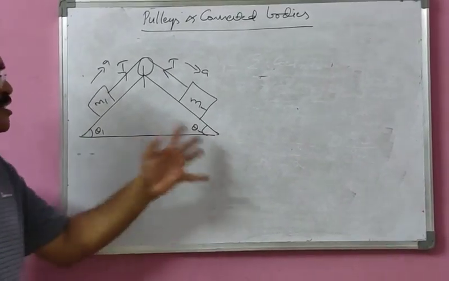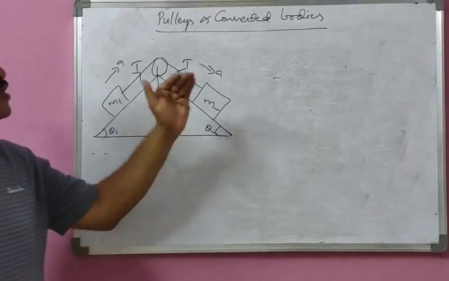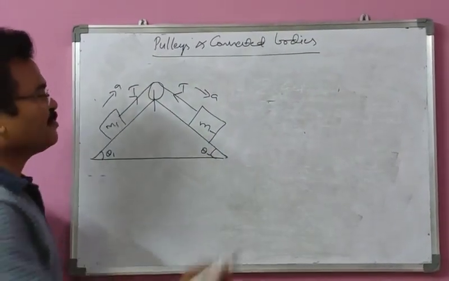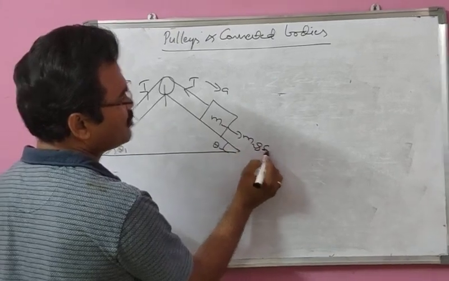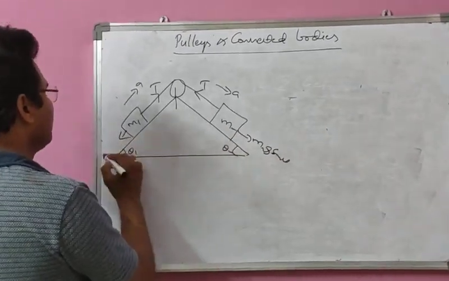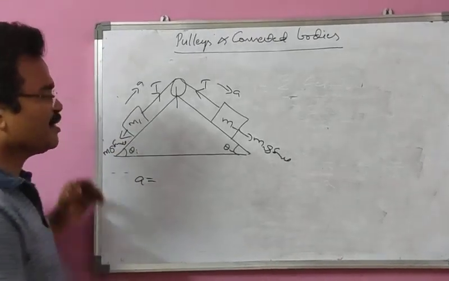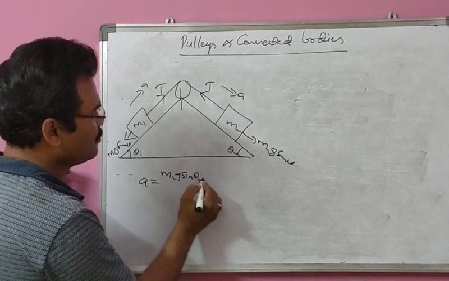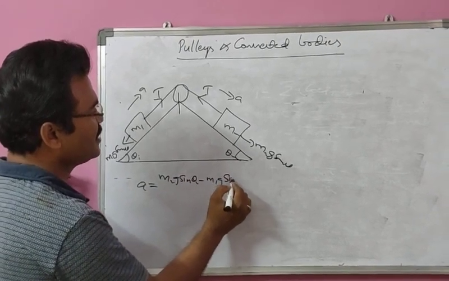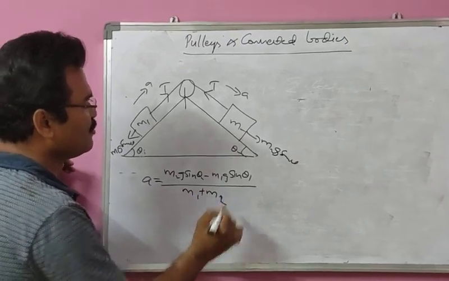So therefore, instead of taking G, we are going to take G sine theta in the shortcut formula of the T here. That means the pulling force is M2G sine theta 2, and here this one becomes M1G sine theta 1. So A equal to net pulling force, we can write M2G sine theta 2 minus M1G sine theta 1 divided by the total mass M1 plus M2.